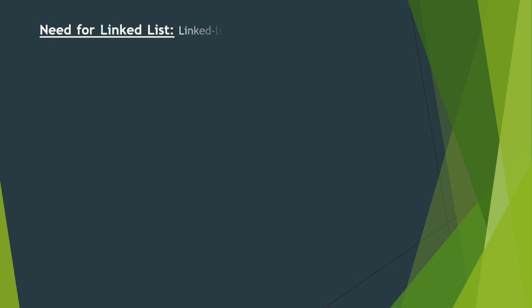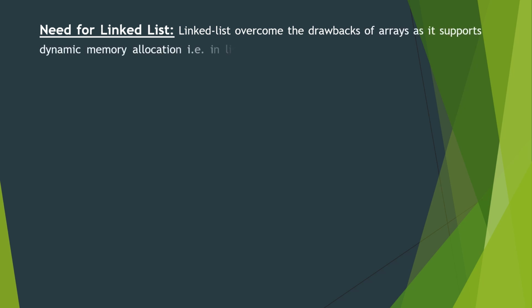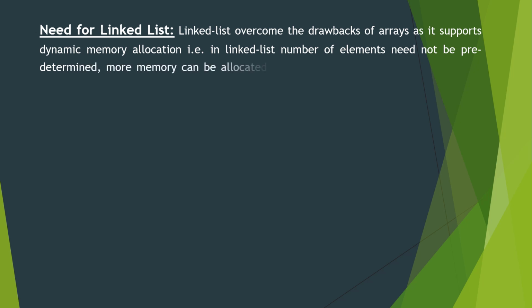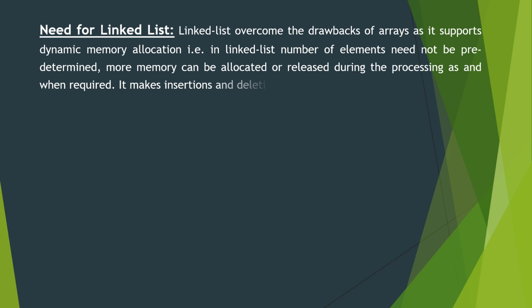Need for linked list. Linked list overcomes the drawbacks of arrays as it supports dynamic memory allocation. That is, in linked list, the number of elements need not be predetermined. More memory can be allocated or released during the processing as and when required. It makes insertions and deletions much easier and simpler than array. So this is the need.